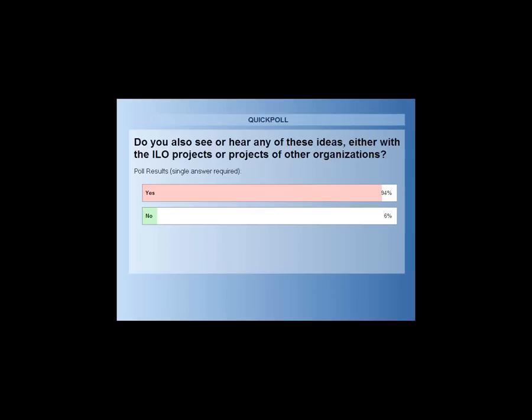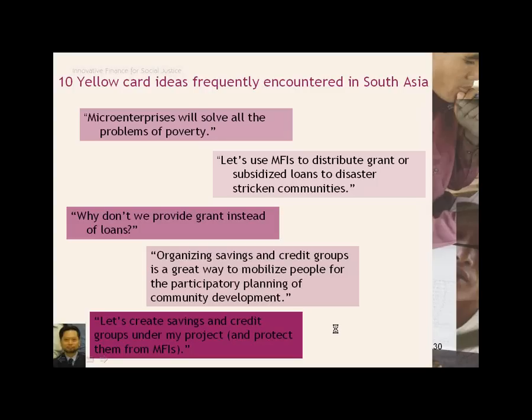Okay, wow. The result is 94% said yes, only 6% no. I'm glad to learn that most of you have heard the similar statements. It makes my talk easier.